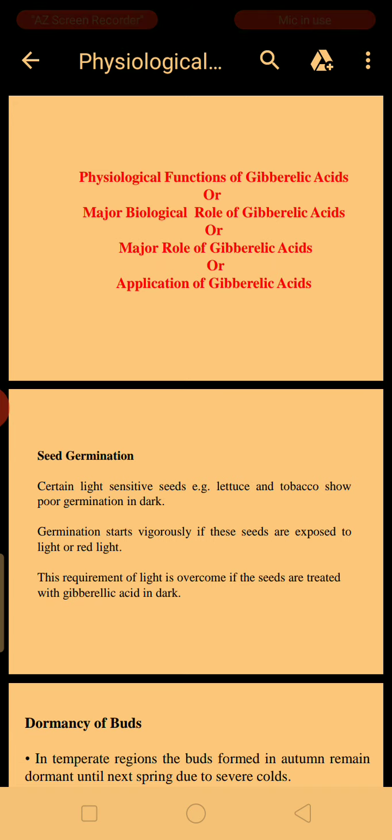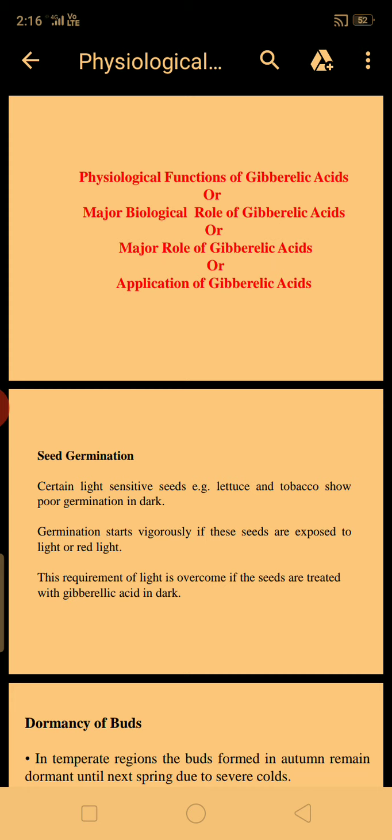Yesterday we discussed the physiological role or function of the auxins, and I hope this audio was good for you for the completion of your course. So today, in this sequence, we will discuss the physiological role or function of gibberellic acid.